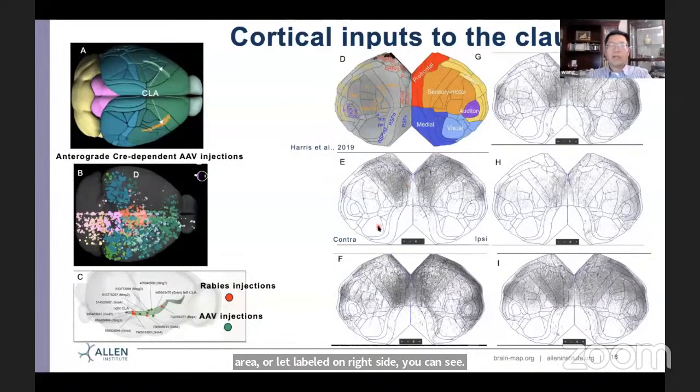Here are five examples of the retrograde rabies injection into the right side of the claustrum. So it's like a butterfly shape. The main retrograde labeled neurons are in the prefrontal and lateral modules, with very little labeling in the sensory and the medial modules.